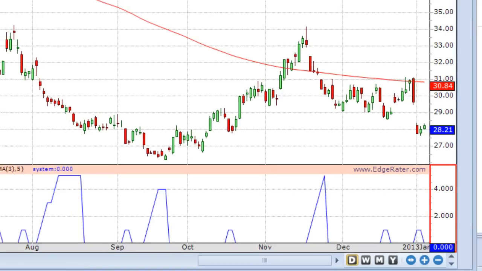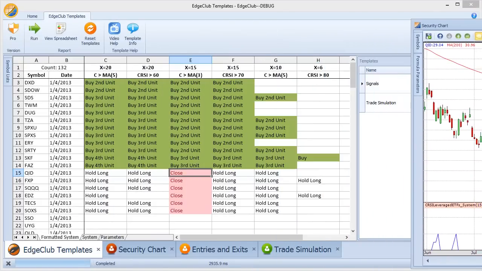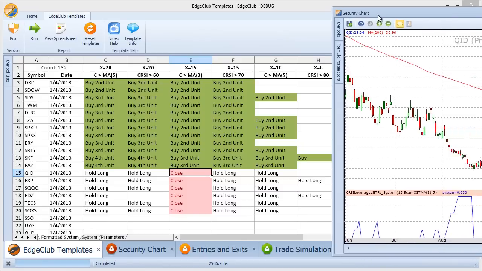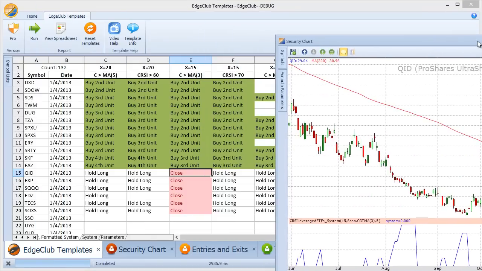So that's just verifying that what you're seeing in this screen here is valid, and that's actually what's happening on the chart. And you can always bring up the chart if you want to take a look and just validate the signals you're seeing are valid for the chart. So that's it. That's easy to run the signals template.